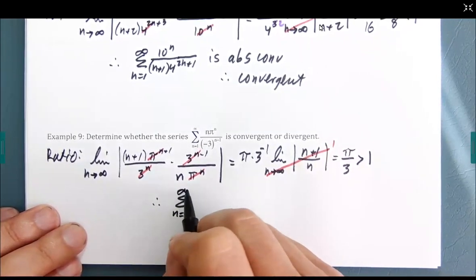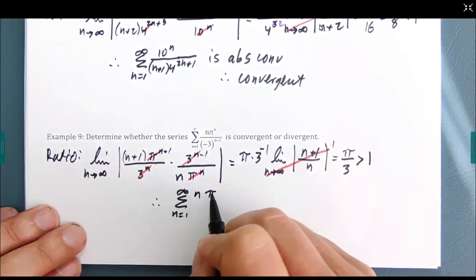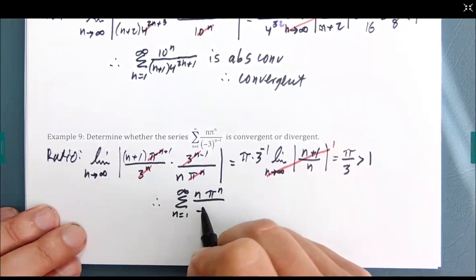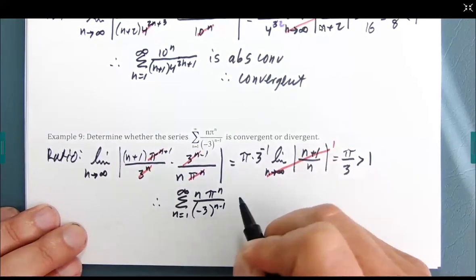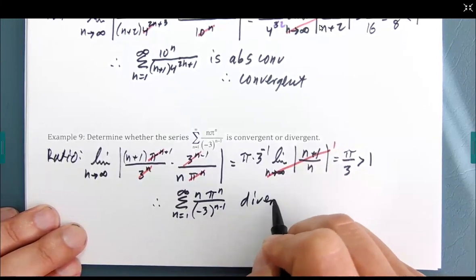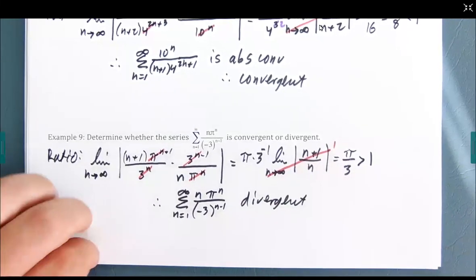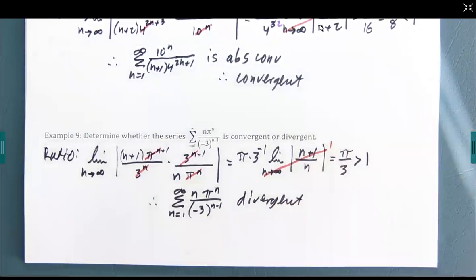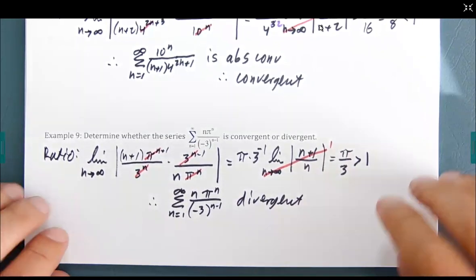Therefore, this is divergent, because that limit is bigger than 1. All right, we are to the last page actually. And we're going to do another test.